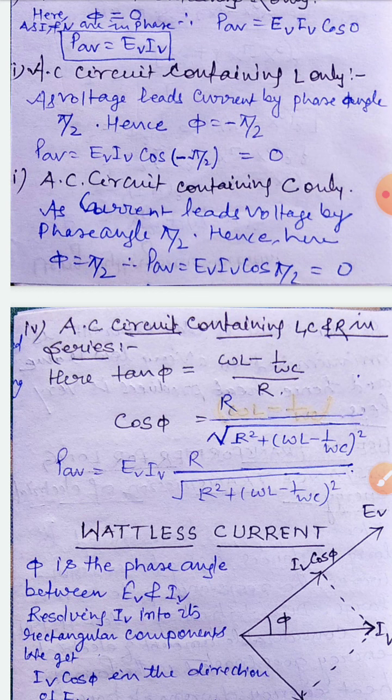In case of an inductor, voltage leads current by phase angle pi by 2. So here phi is equal to minus pi by 2. So finally we get average power consumed is equal to 0. And in the case of capacitance also, phase angle is pi by 2. So average power consumed is 0. And in case of an LCR series circuit, we will put the value of cos phi. So in this way we can find out the expression for average power consumed in an AC circuit containing different circuit elements.